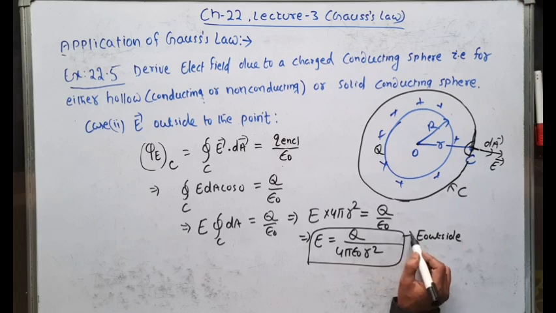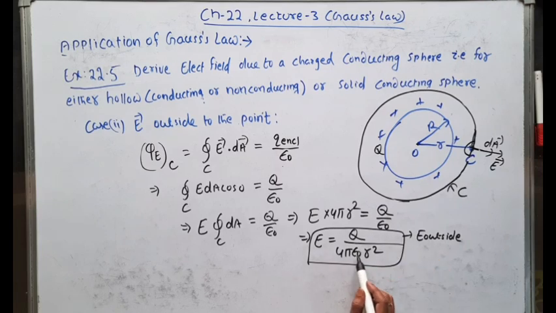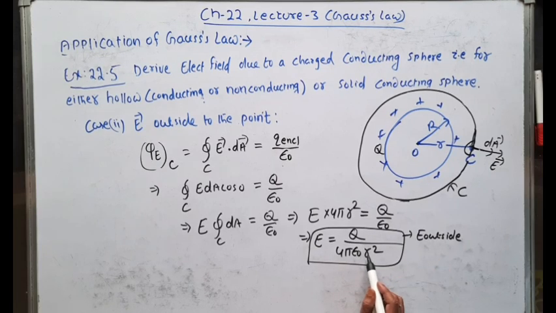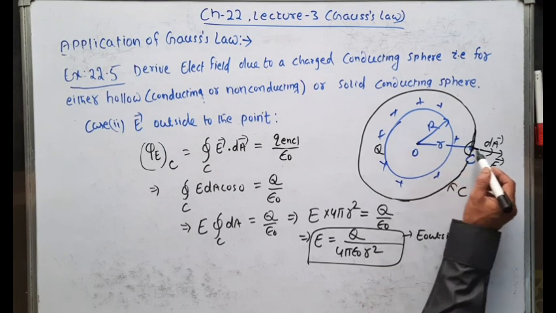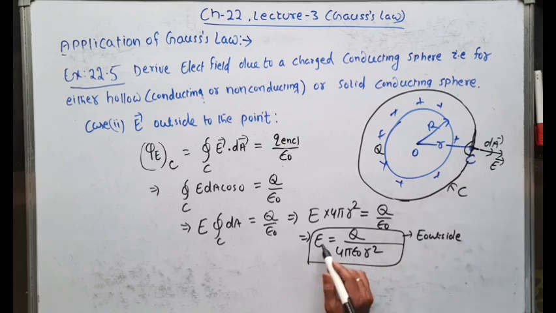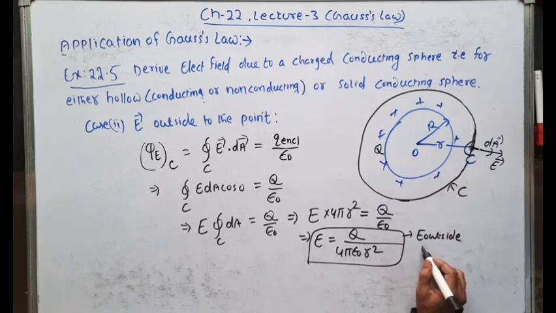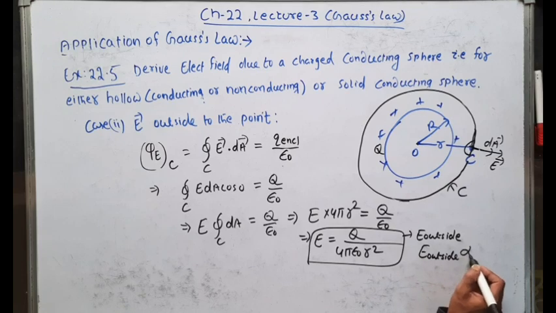And you see, Q is constant, 4 pi epsilon naught is constant, this r is variable. If the external point lies far away from the center, the electric field intensity decreases. Outside the sphere, electric field intensity depends upon distance. How? It is inversely proportional to r square. As r increases, electric field intensity decreases. So this is the electric field intensity outside the surface.